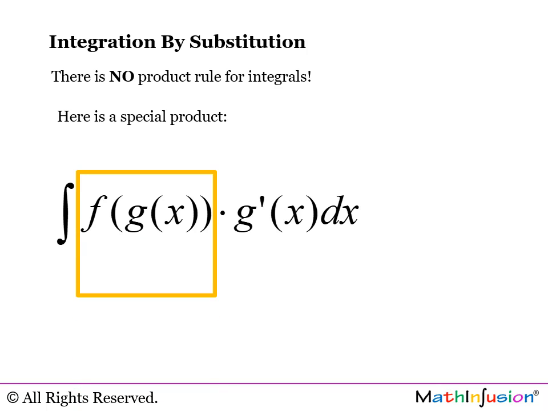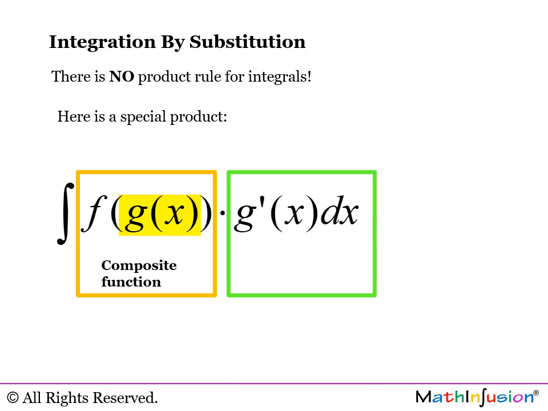Let's see. If you notice, this function is a composite function because it's f of g of x, so it's a function within a function. The inner function is g of x. But also, the second function in the product is what? It is the differential of the inner function. It's g prime of x dx.